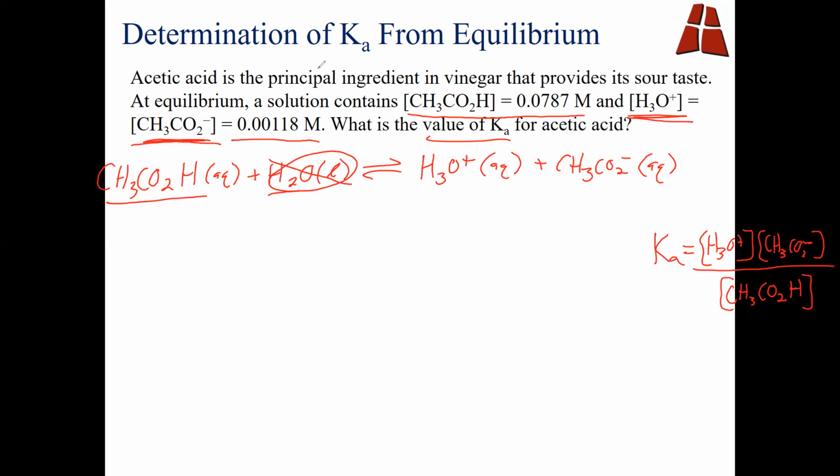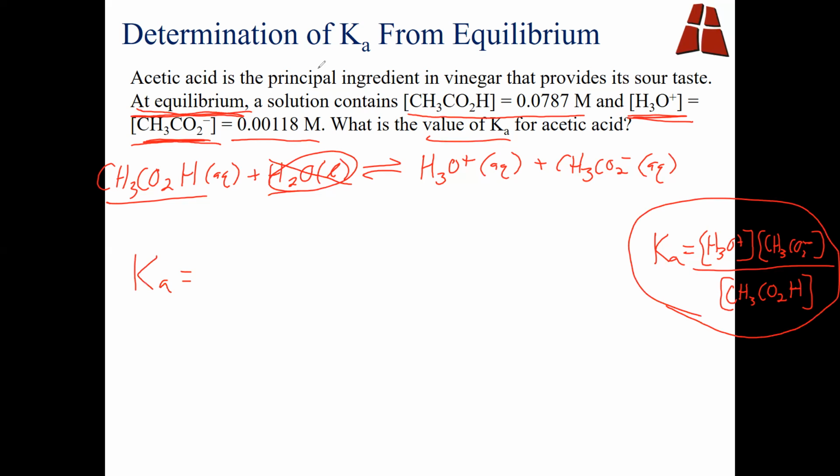That's our Ka expression. We might be thinking to ourselves, do we need to do an ICE chart here? And the answer is we don't. The reason is that if we reread our question, hopefully we see that it contains the clause at equilibrium. So we know that when we're at equilibrium, those are going to be our concentrations, meaning we can jump right into plugging things into our equilibrium expression. So I will do that.